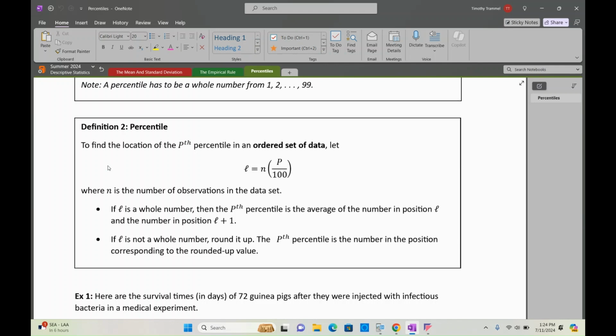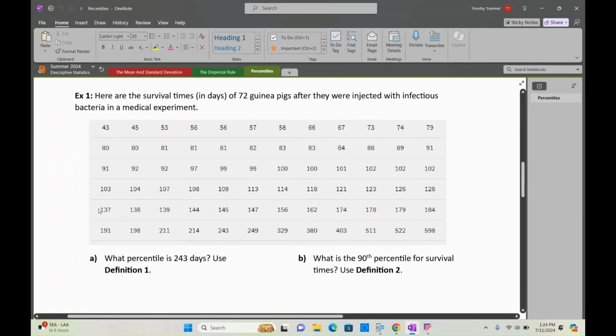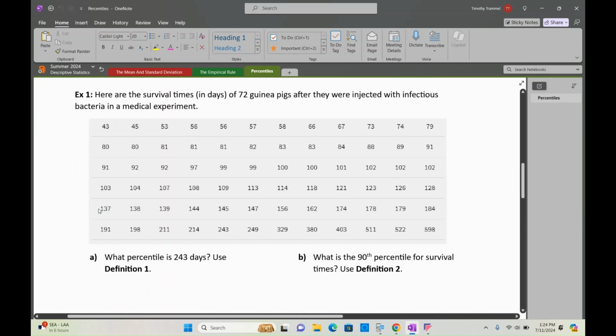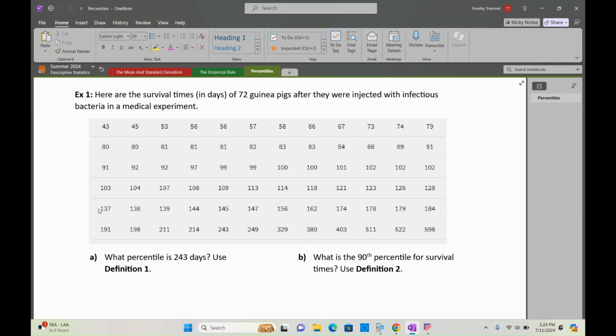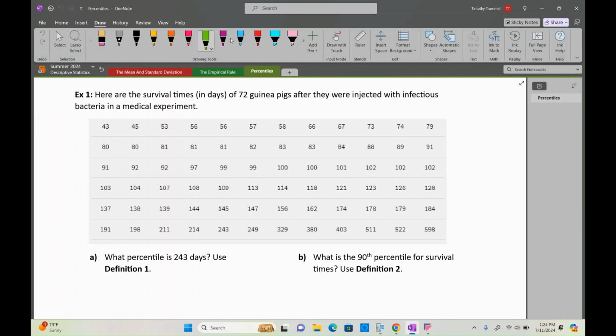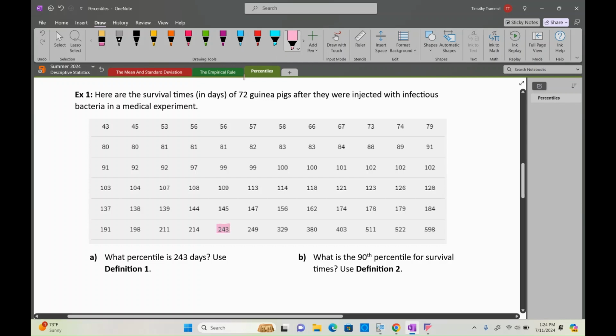Let's give this a try. We have an experiment. Here are the survival times in days of 72 guinea pigs after they were injected with infectious bacteria in a medical experiment. We're going to use definition 1 to answer question A and definition 2 to answer question B. Question A asks what percentile is 243 days? First of all, here's 243, and I also want to point out our data is already in order.